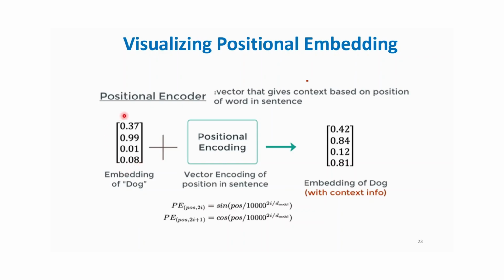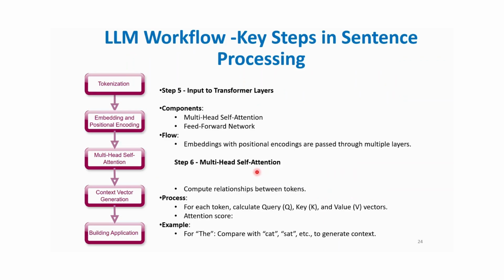So here we are adding the embedding of dog with the positional embedding of the dog to capture this. What is our goal? We are deeply understanding the sentences. That is our goal. And in that journey, we are adding the positional embedding. Okay, after we are done with the positional embedding, now we have to do the multi-head self-attention and feed-forward network.